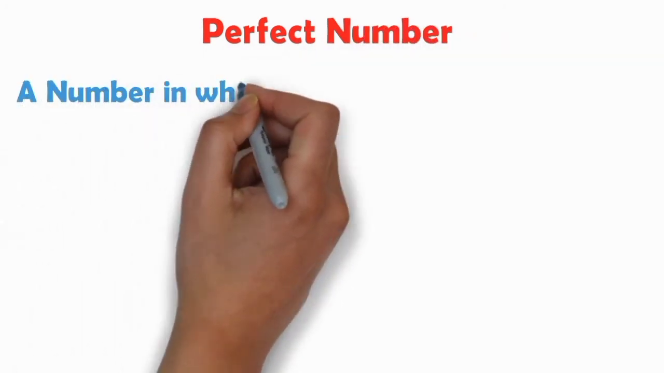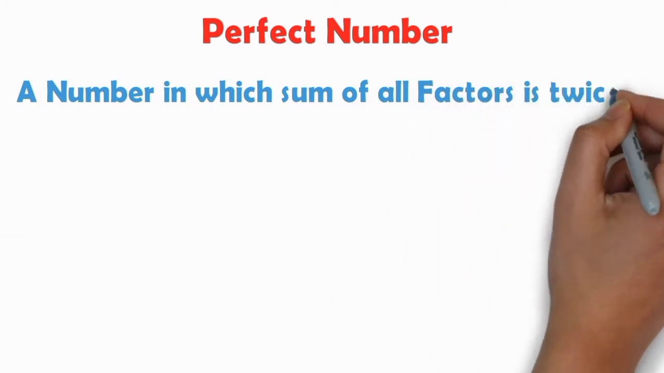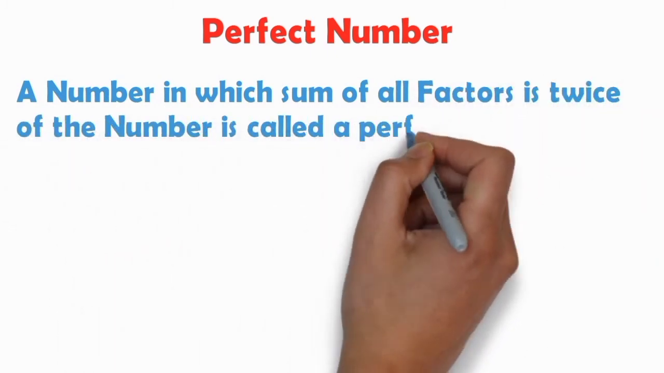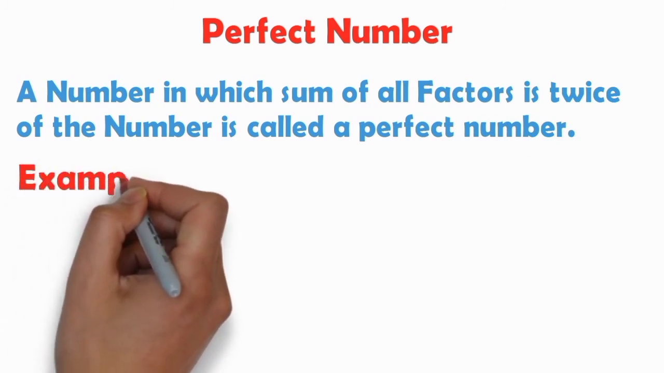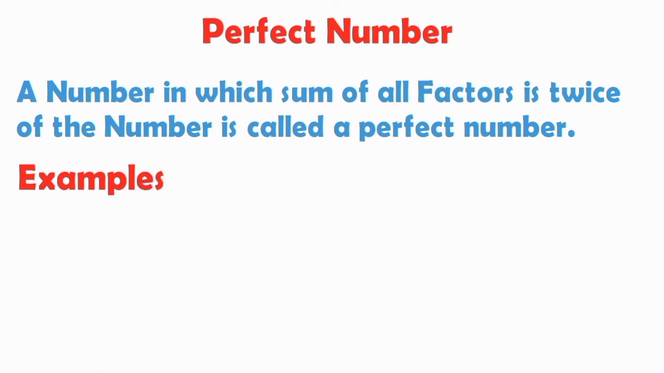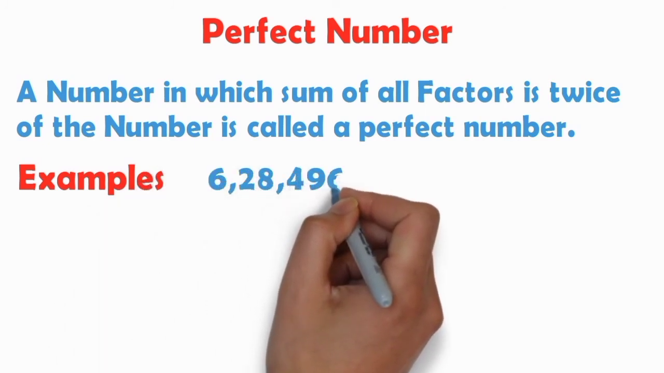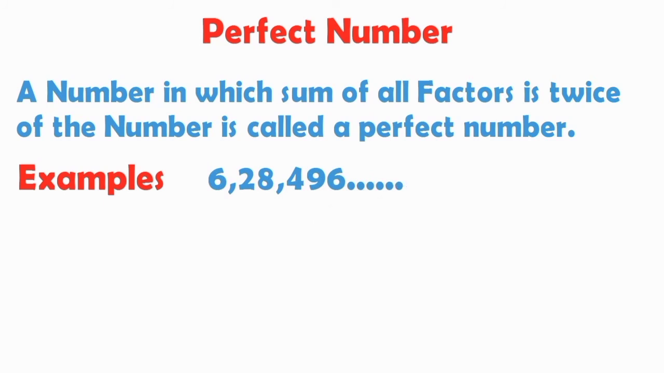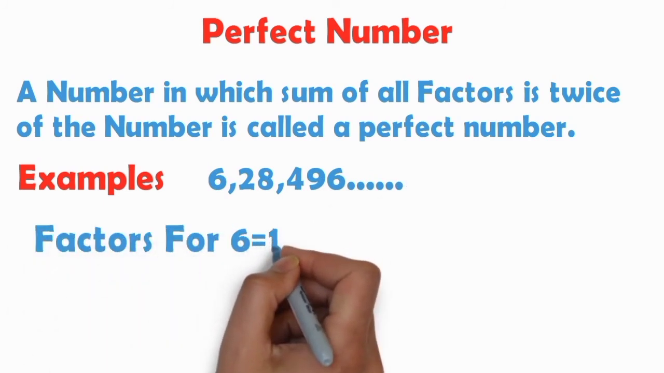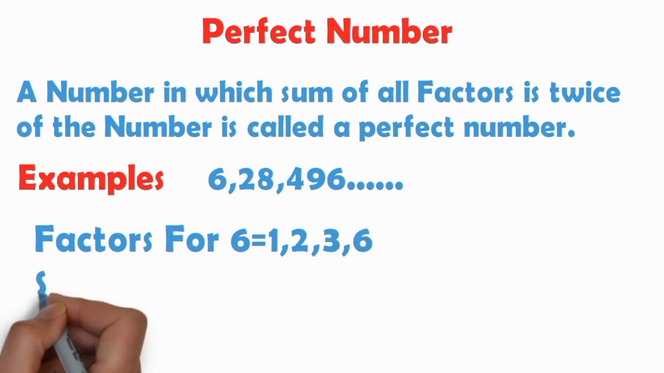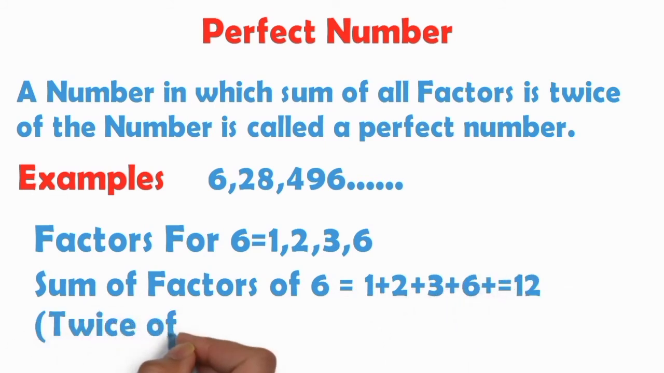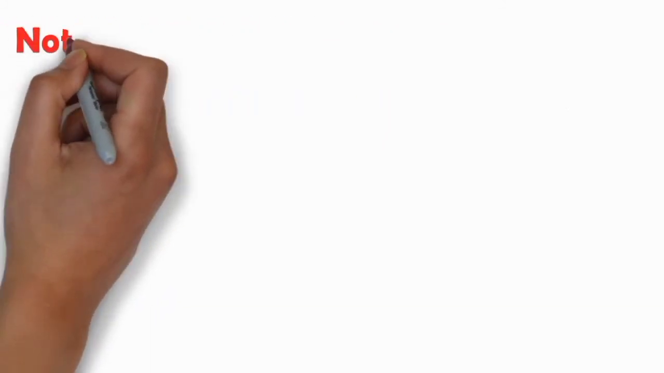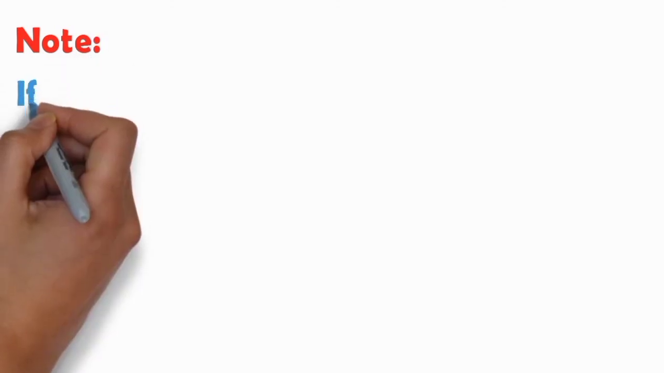So the next definition, perfect number. A number in which the sum of all factors is twice the number is called a perfect number. Examples of perfect numbers are 6, 28, 496. These are all perfect numbers, and many other numbers are also available. You can check the factors of 6, that is 1, 2, 3 and 6. If we add all these factors, 1 plus 2 plus 3 plus 6, we get 12, which is twice 6.